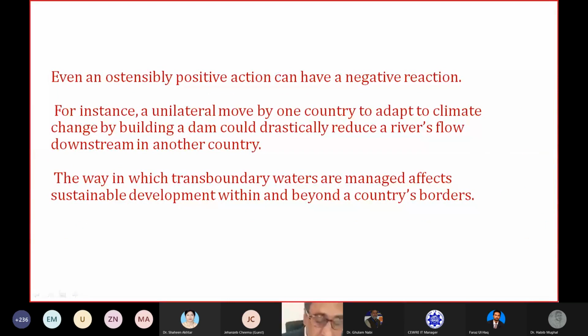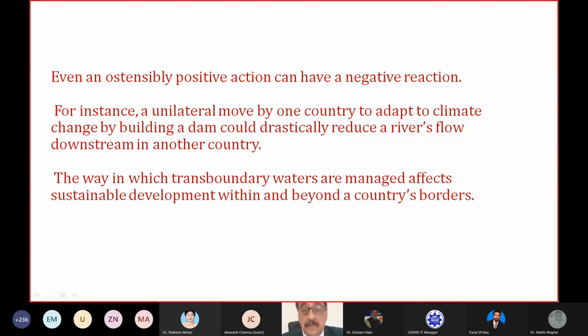Considering the stress on human livelihood, life, and the scarcity of water, there is a possibility that a positive action can generate a negative reaction. For instance, a unilateral move by one country to adapt to climate change by building a dam could drastically reduce a river's flow downstream in another country, which, at certain times, can lead straightaway to wars. But we say the Third World War would be on water.